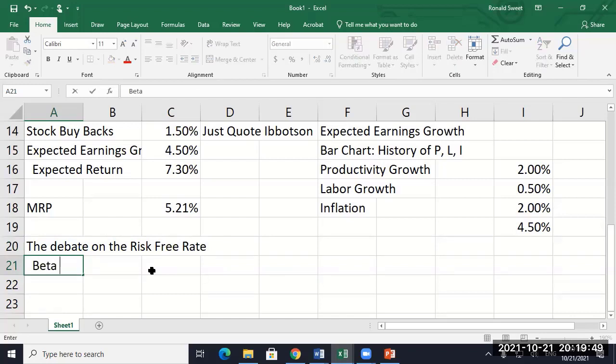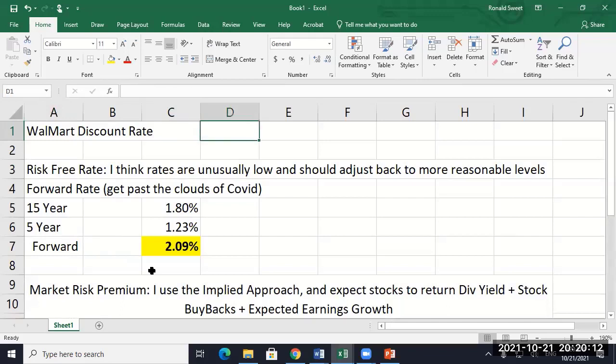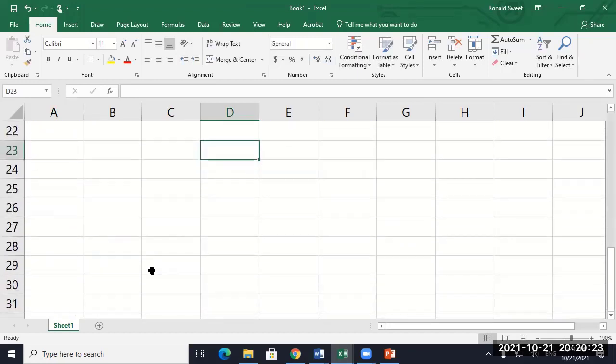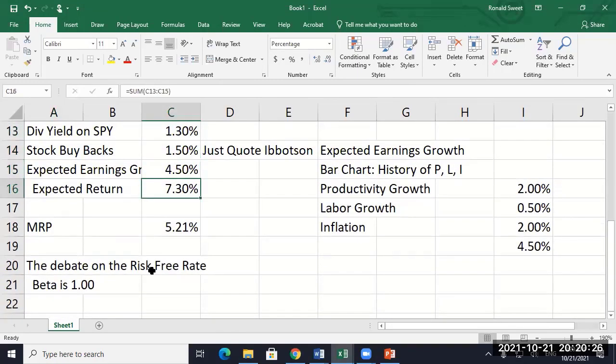So let's say the beta of your company is 1.0. How important is the risk-free rate debate if your beta is 1.0? Think through the formula. You're using a 1.0 beta. How much do you need to worry about the risk-free rate? What's the formula? If your beta is 1, what are you going to get? You get 7.3%. It doesn't matter.